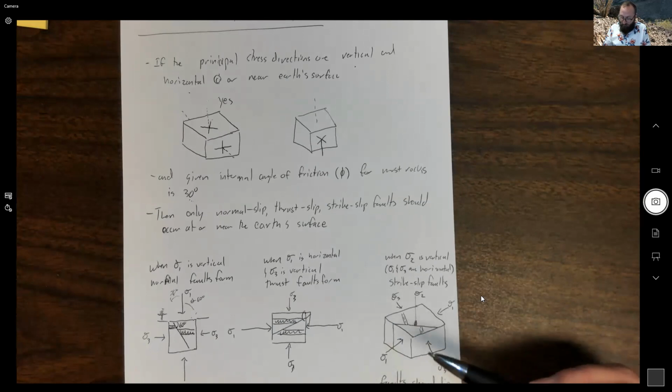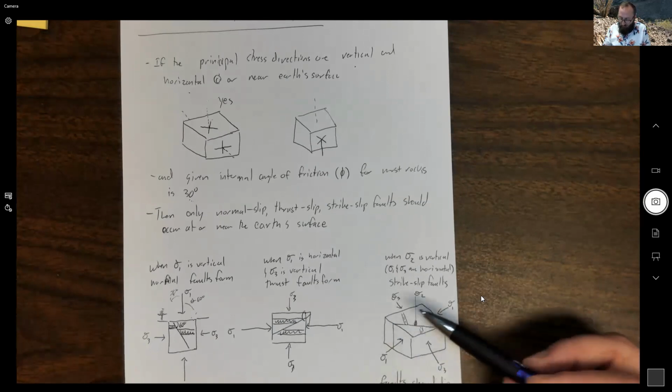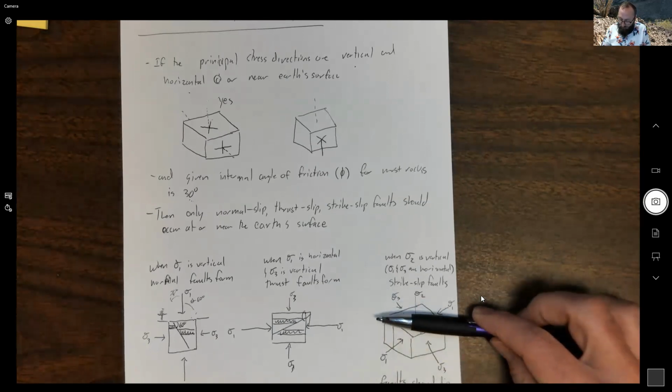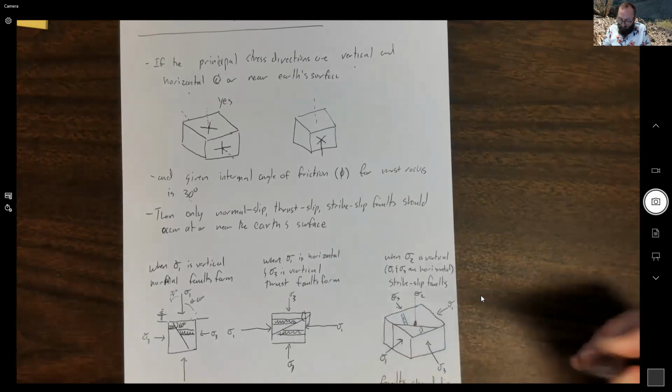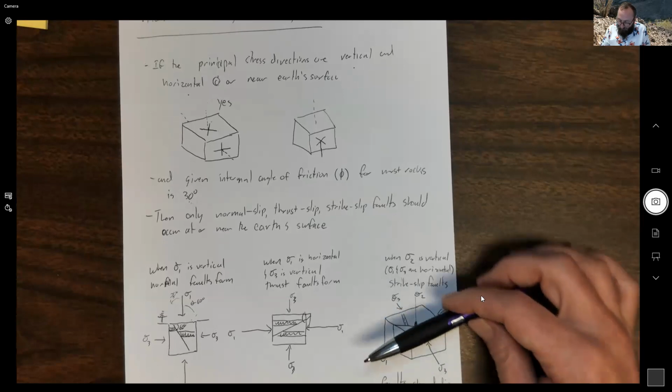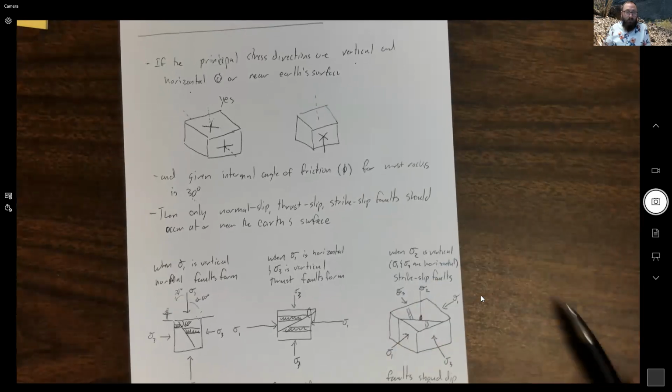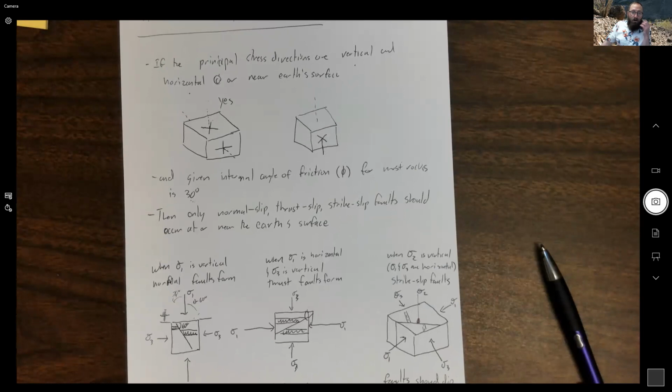And the strike, here's the interesting thing, the strike of the strike-slip fault, its trace across the map surface, will be 30 degrees from sigma 1. So that's based on ideal behavior.